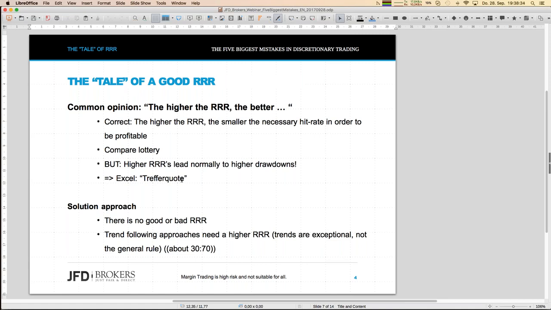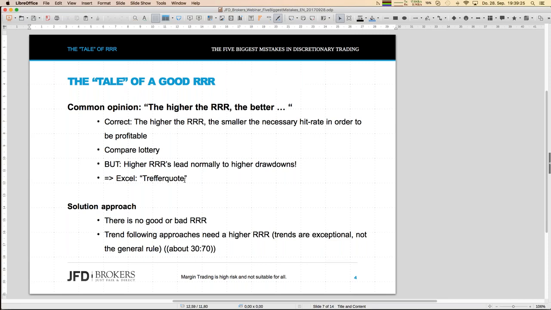The mistake behind it is always thinking in risk-reward ratios, like I can simply adjust my potential profit. In principle that is correct, because that gives my target value for the take profit. But we still know we have hit rates. And the higher the risk-reward ratio, typically with all trading activities, the lower the hit rate will become. The other thing, which might be new for you as well, is that the higher the risk-reward ratios in your normal trading activities are, the higher the typical drawdown of your trading is.